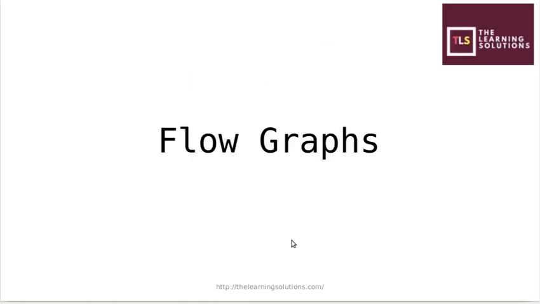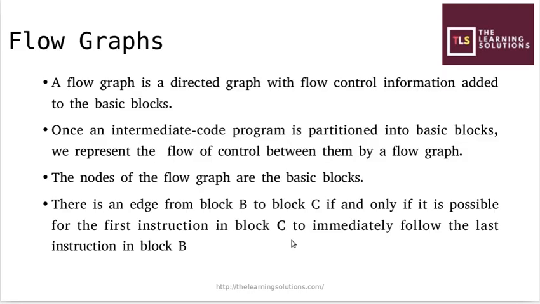So we will understand now what flow graphs are. A flow graph is a kind of directed graph where flow control information is added to basic blocks. First of all, a 3 address code is there. From that 3 address code we will form basic blocks, and now we will assign some direction to those basic blocks. Some transitions will be shown between the basic blocks that show the flow of control information, and such a directed graph will be called a flow graph.